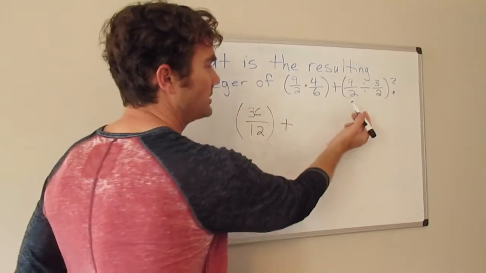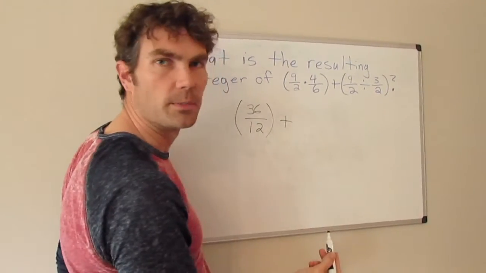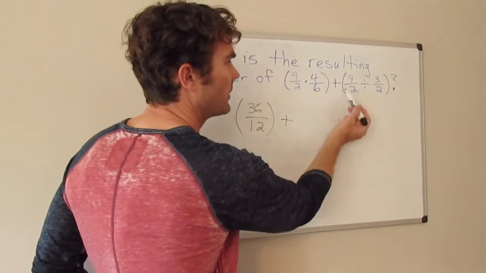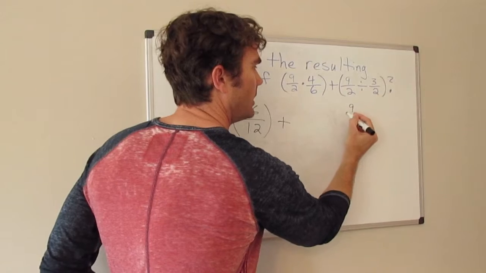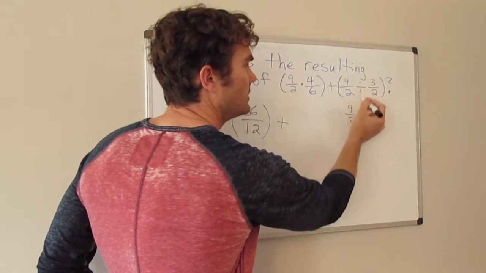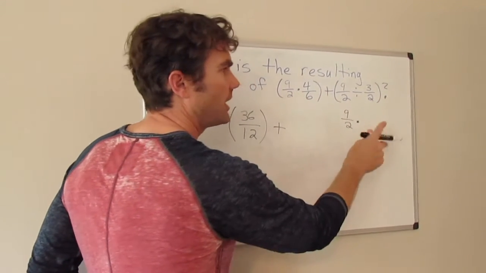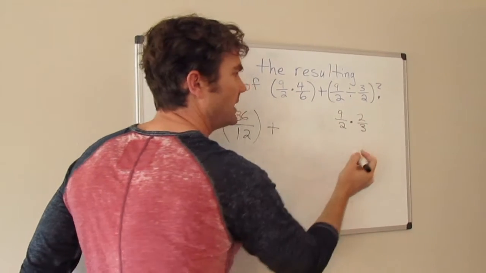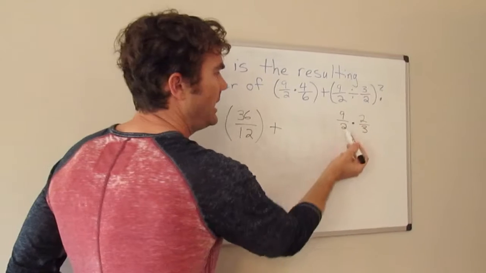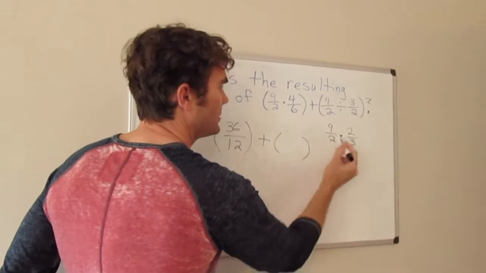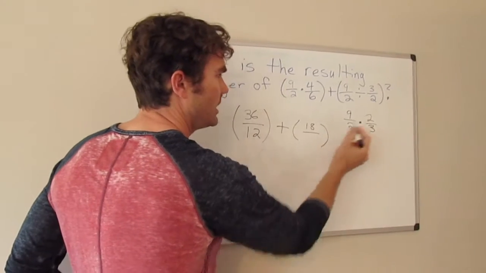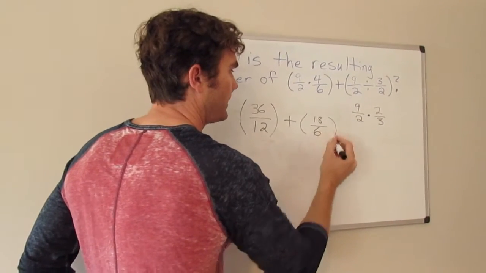Now, dividing fractions, we're going to multiply by the reciprocal, or as a student told me, keep, change, flip. You keep the first one the same, change division to multiplication, and flip the second one. The reciprocal is the fraction upside down. So 9/2 times 2/3, 9 times 2 is 18, and 2 times 3 is 6.